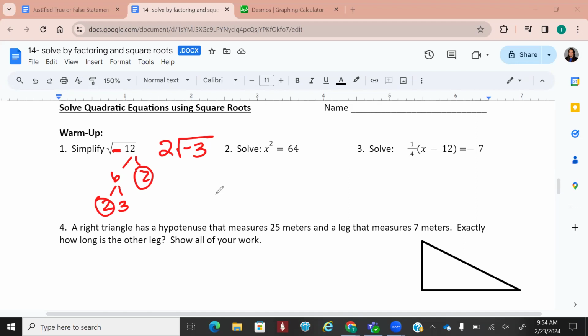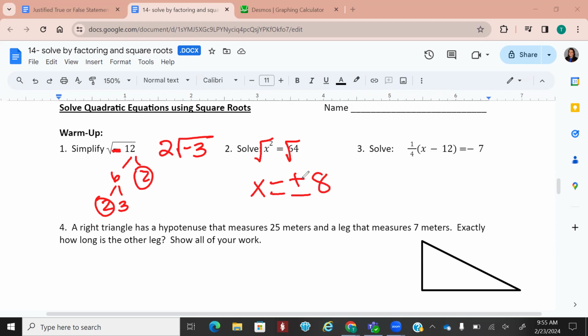And that's going to come up in just a second. On number 2, how do we solve this? We have x squared. How do we get rid of a squared? Square root. What's the square root of 64? It's positive and negative 8.